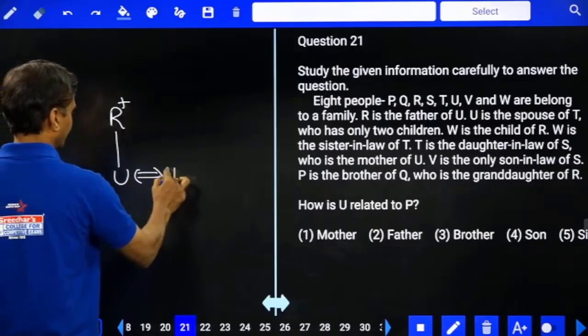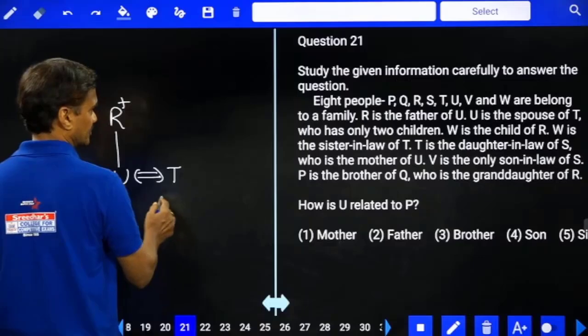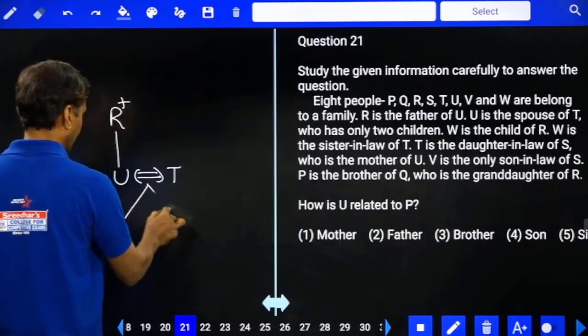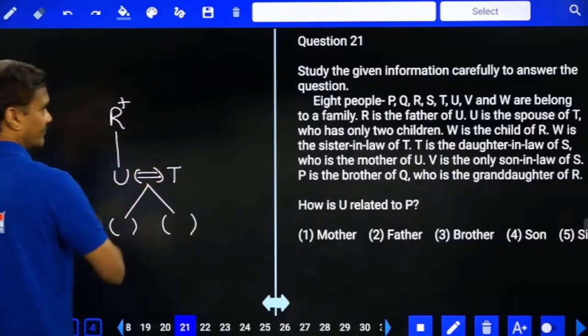U is the spouse of T, U and T. And T has only 2 children. U is the spouse of T and T is having how many children? There are only 2 children to this T. 1, 2, 3, 4, 5 people.